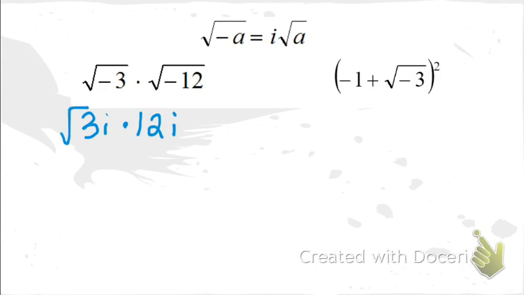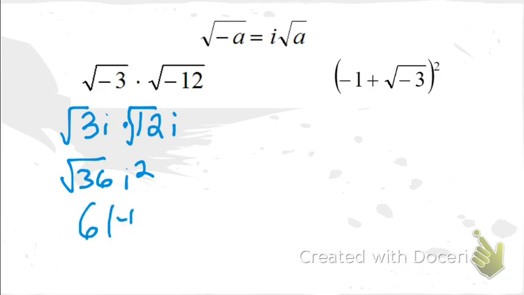Alright, so we get root 3i times root 12i. The i's are outside the radicals. So now root 3 times root 12 becomes root 36 times i squared. That's 6, and then i squared is negative 1, so we get negative 6. So see, if we just multiplied first, then we lose the negative.